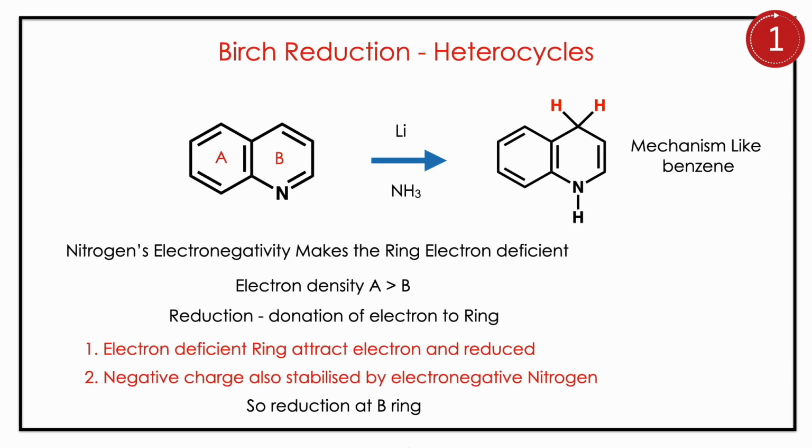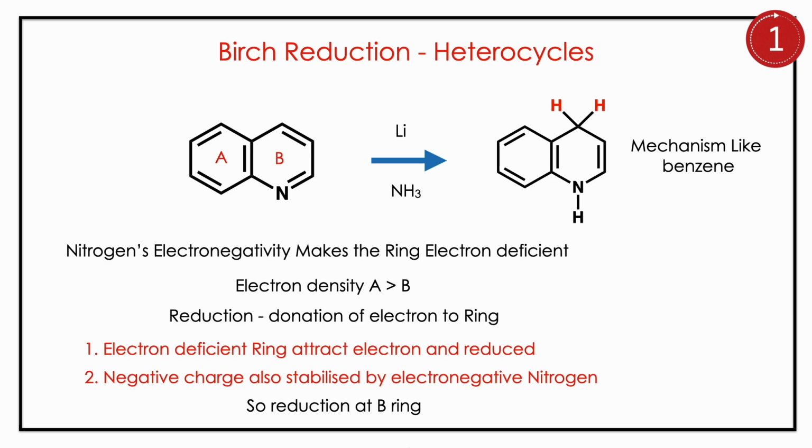Then the next type of reaction, Birch reduction with heterocyclics. Here quinoline is given. Quinoline is reduced with lithium and ammonia. Reduction happens at the nitrogen ring, which is the pyridine ring. 1,4 reduction happens. Why the pyridine ring?